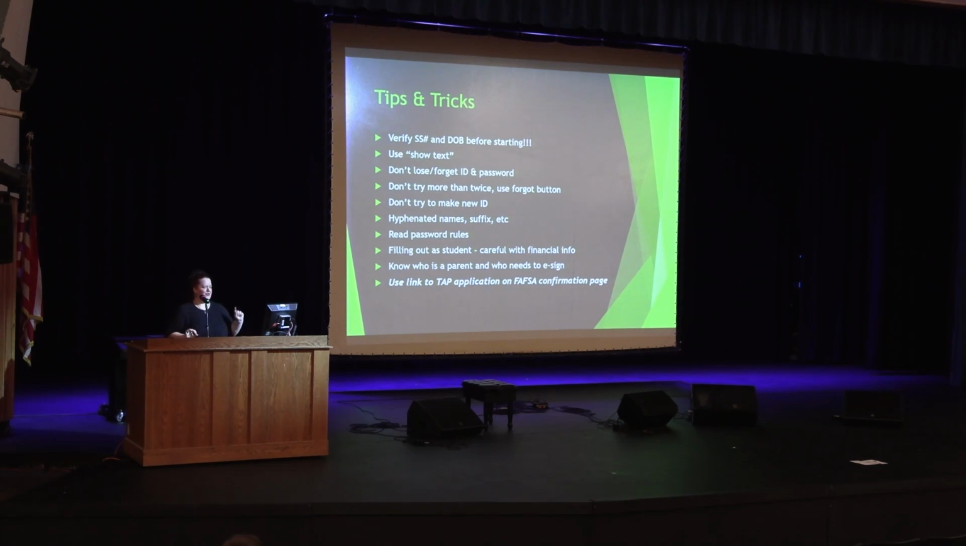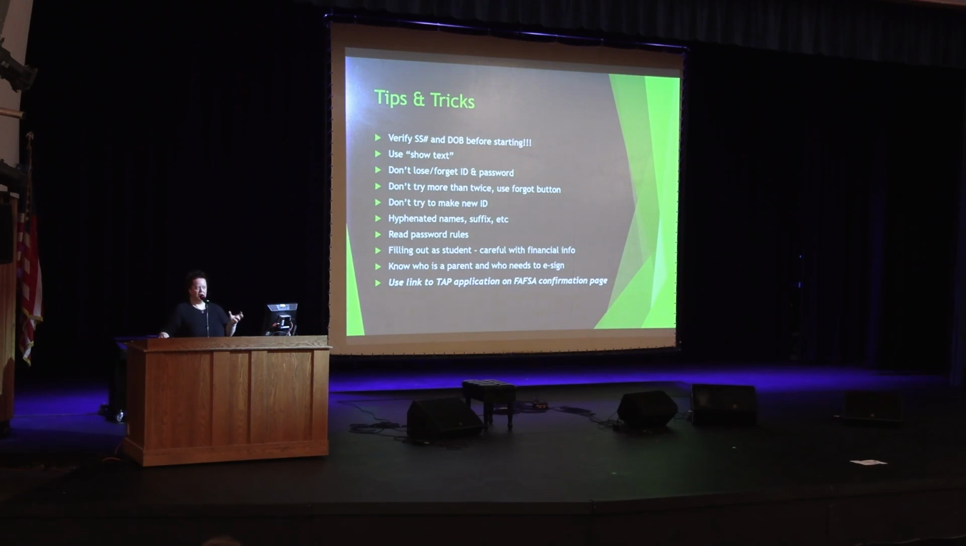Some really important tips and tricks when you're filling things out. Verify your social security number and date of birth. When you are creating your FSA ID, both the student and the parent, don't use the autofill, and make sure to use the show text and make sure your social security number and your date of birth are correct. When it is not, it will cause issues for all your years of school. The social security number, you'll just have to redo everything.